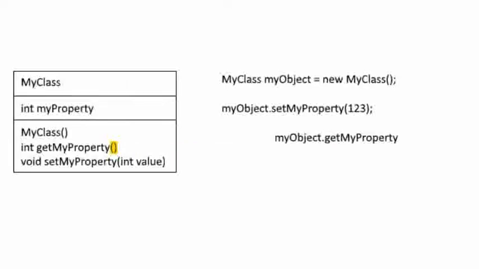The UML-Like diagram says that getMyProperty takes no argument. The UML-Like diagram says that getMyProperty returns a value. This is the value of myProperty. The value has a data type of integer.